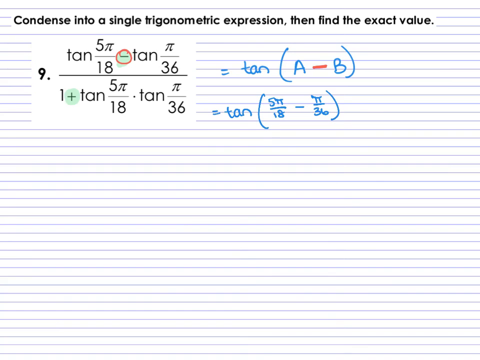So this one's a little trickier because we don't have common denominators, so we just have to make one extra step. So we have the tangent of, common denominator here would be 36. So we're going to do 10 pi over 36, multiplying both the numerator and the denominator by 2, minus pi over 36, making this the tangent of 9 pi over 36.